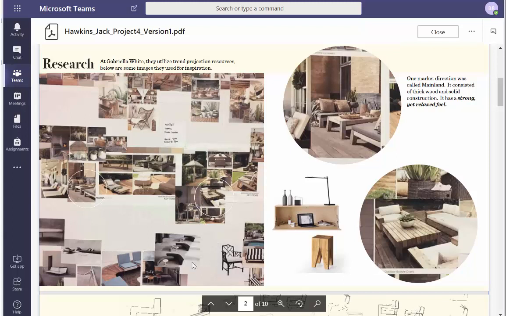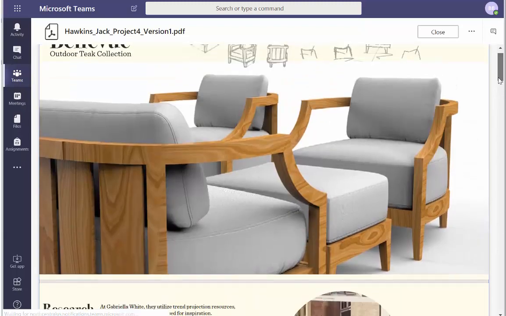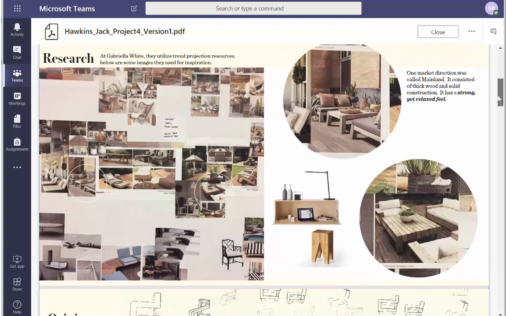Okay. Can't see the forest for the trees. So with furniture, it's kind of like there is no problem with furniture. There is just a style you're going for, an aesthetic, if you will. So it kind of harkens back to the Clark project. Are you working for Gabriella White? If so, that might be a good name drop up here. Logo drop. Strong and relaxed feel. Okay.